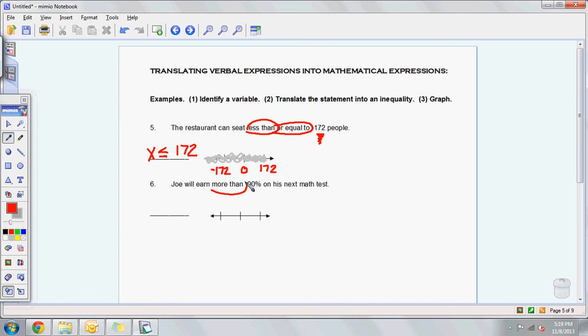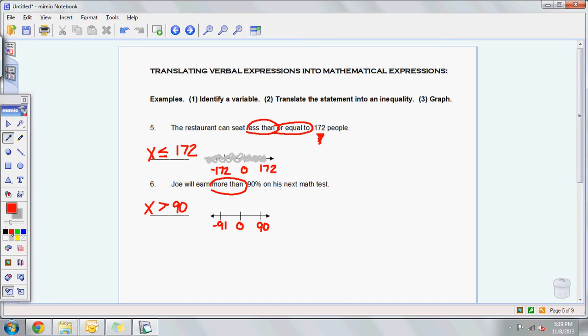All right, second one, Joe will earn more than 90% on his math test. So more than is my keyword. I don't know how much he's going to earn, but he could do more than 90%. Okay, so we're going to have a 0 here. Positives are always on this side of 0. Negatives are always on this side.